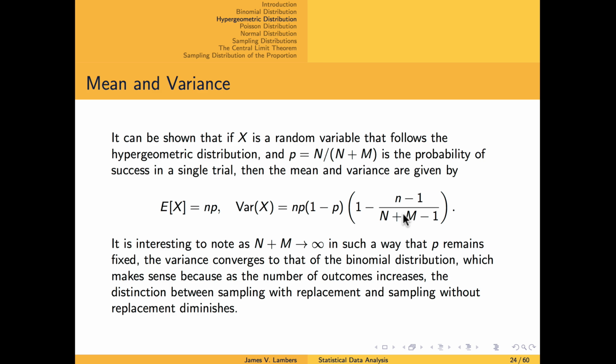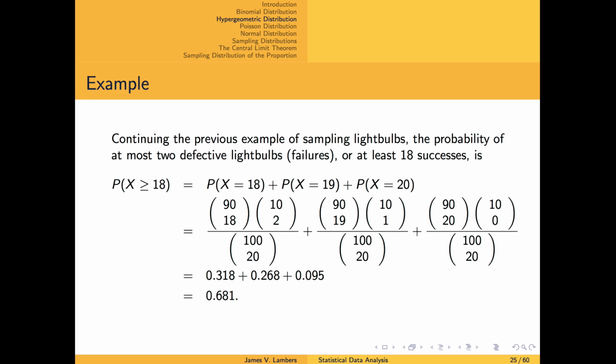This makes sense based on intuition, as the distinction between sampling with replacement and sampling without replacement goes away when we are choosing from a set of infinitely many items. Let's return to our example involving light bulbs. If 10 out of the 100 are defective, and we choose any 20 of them, what is the probability that at most 2 light bulbs will be defective?